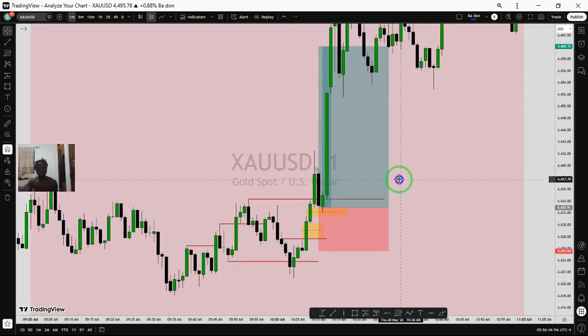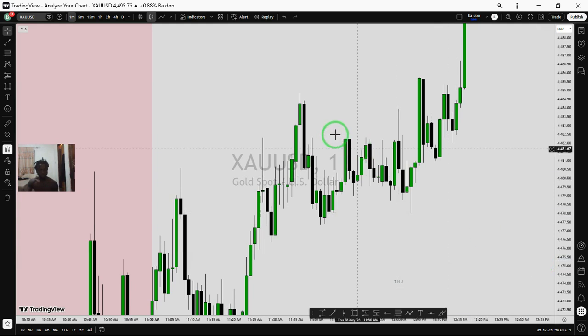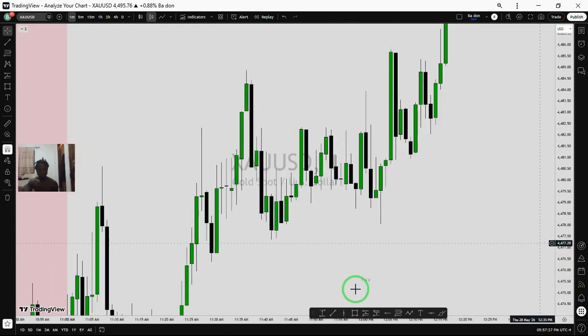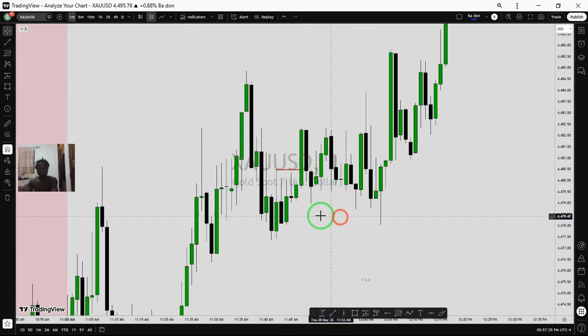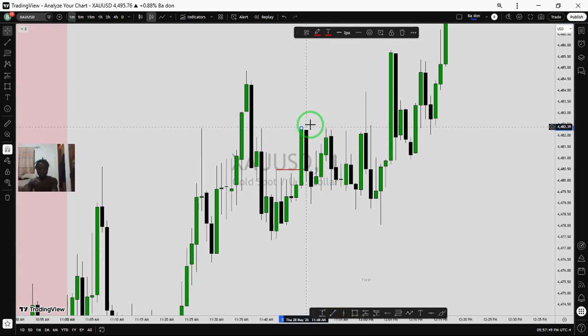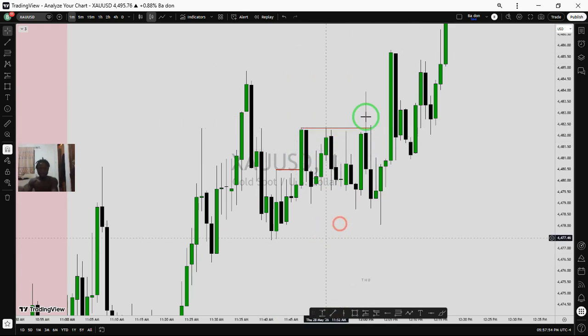So let's look for another example. Okay, we have this shift here. This is a valid swing high right here and a valid swing low. Now we have this shift. We saw our price came back, did not take this low, and formed another shift here. Price came back, formed another shift there.